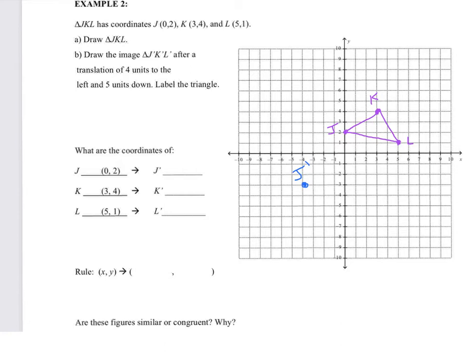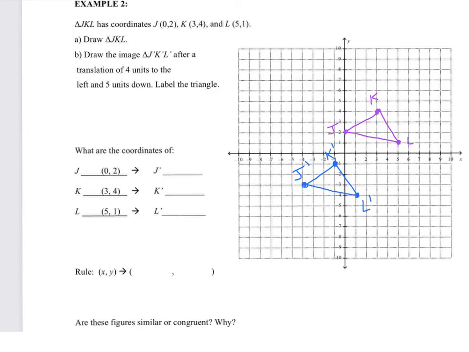Remember, the figure you move is going to be labeled with primes. Next is K. Move over to the left, 1, 2, 3, 4, and then down, 1, 2, 3, 4, 5. And that is our K prime. And lastly is L. We're going to go 4 to the left, 1, 2, 3, 4, and then go down, 1, 2, 3, 4, 5. And that's going to be L prime. Okay, so now we're going to create our triangle. And there is our translated figure.